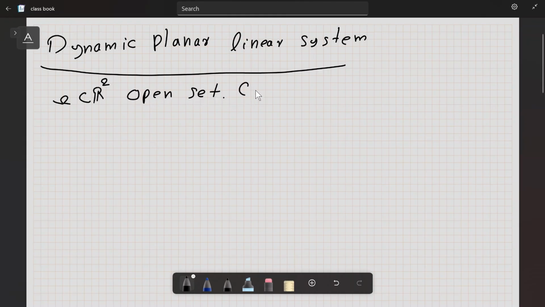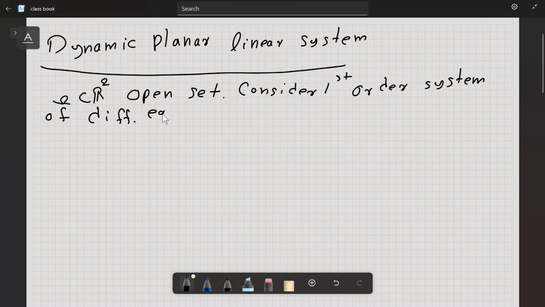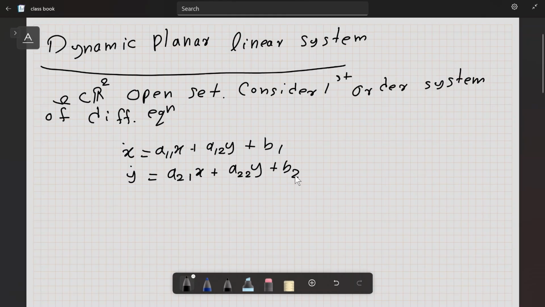Then consider a first order system of differential equations like this: x dot is equal to a11 x plus a12 y plus some constant b1, y dot is equal to a21 x plus a22 y plus b2. This kind of system is called a linear system.